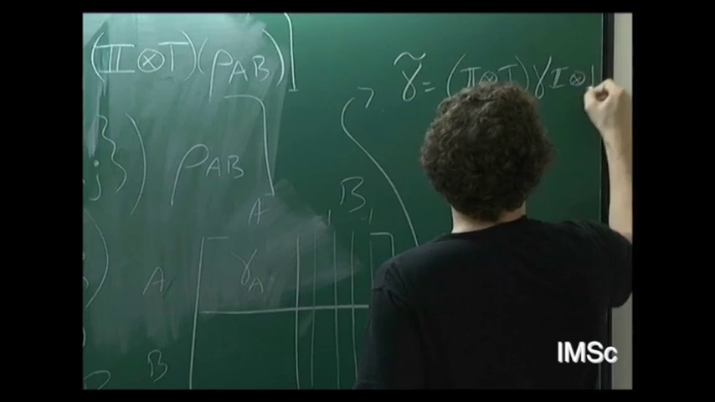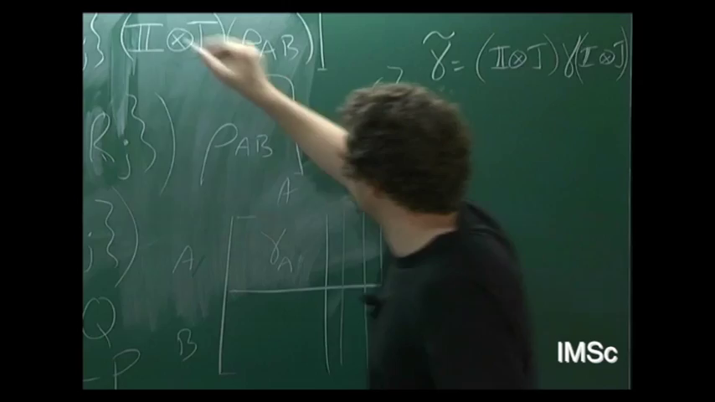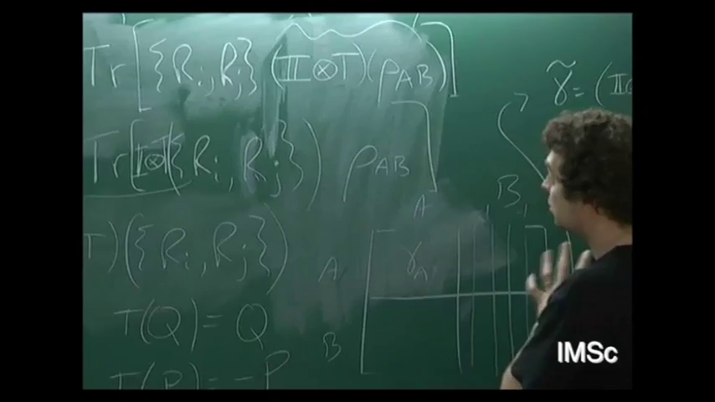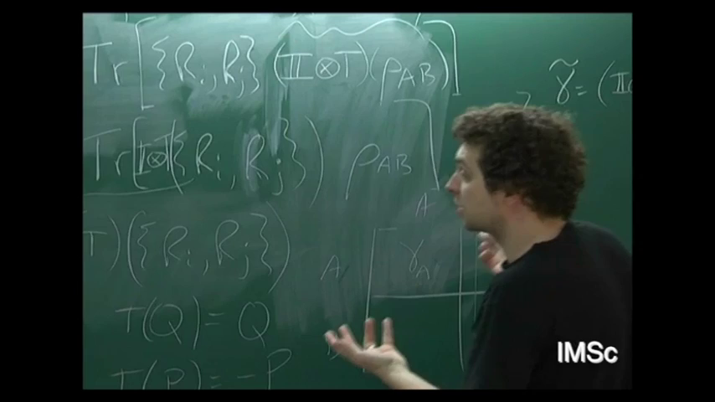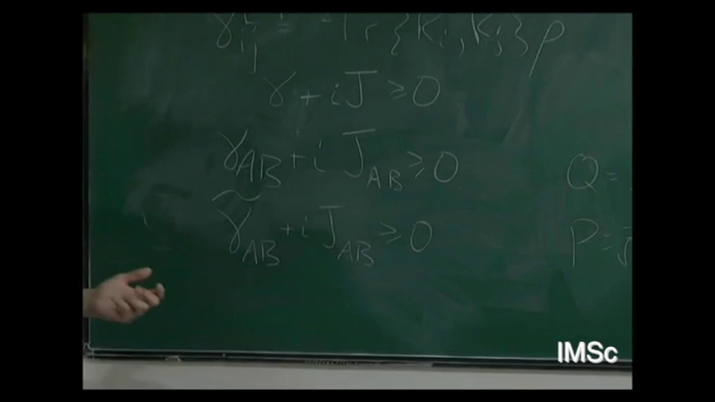Okay? And this is now supposed to be a correlation matrix of a physical state, because this thing was supposed to be a physical state. So what we learn then is, in order to check that a state has positive partial transpose, we have to compute this gamma tilde and make sure it's non-negative.